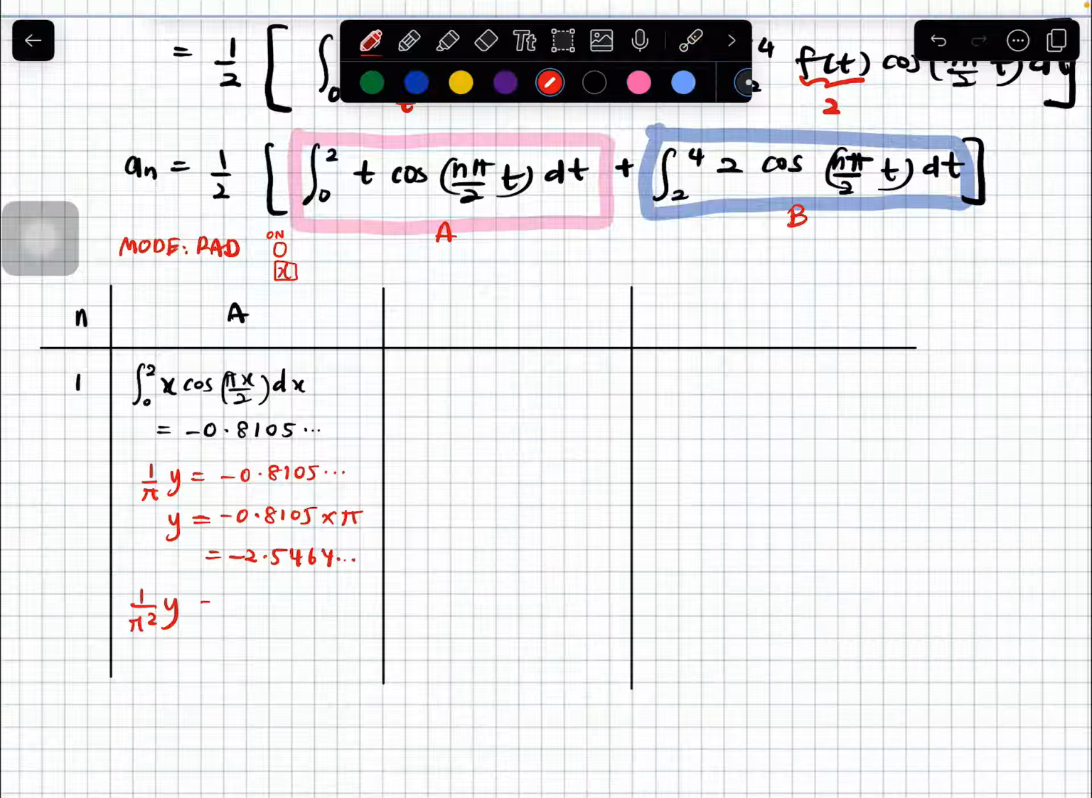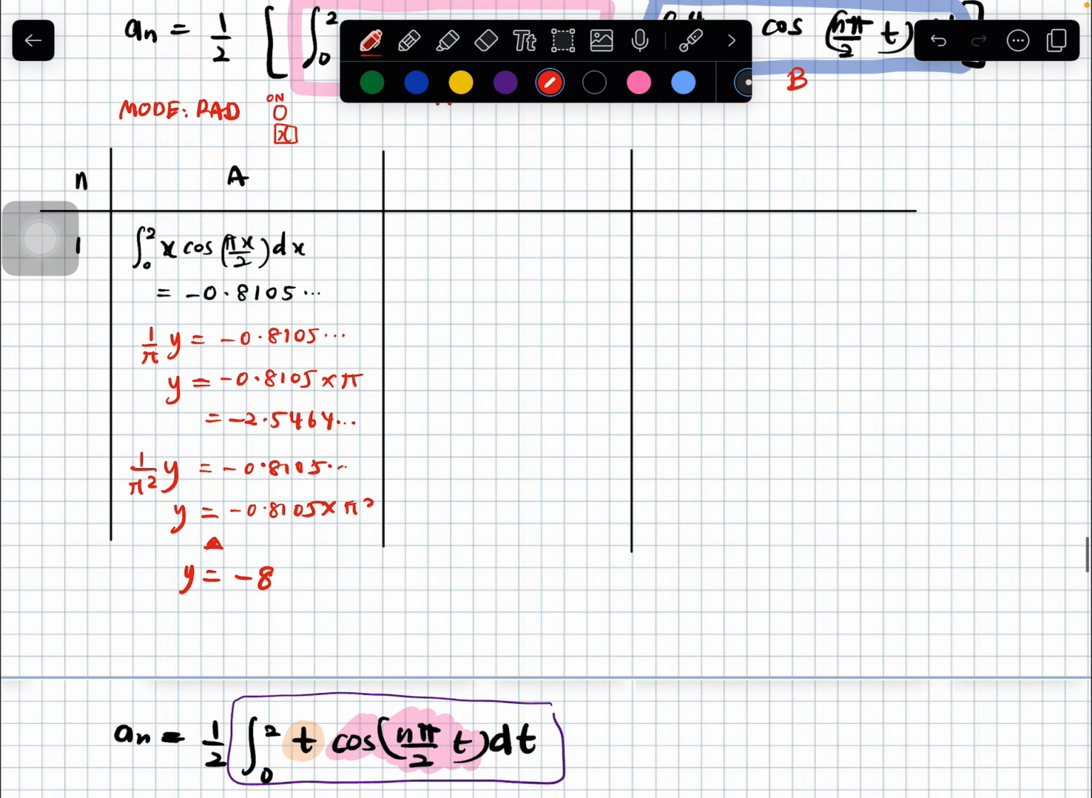So if we want this form, your y should be this value times pi square. Try going back to your equation. You can press the arrow up button, calculate again, and then multiply by pi square. You get a whole number, which is minus 8. So we want to represent this answer as minus 8 over pi square here.